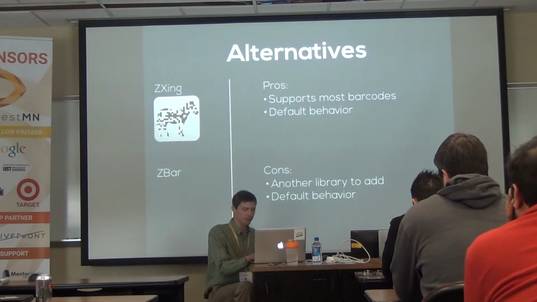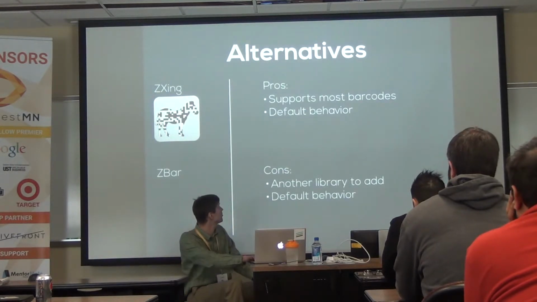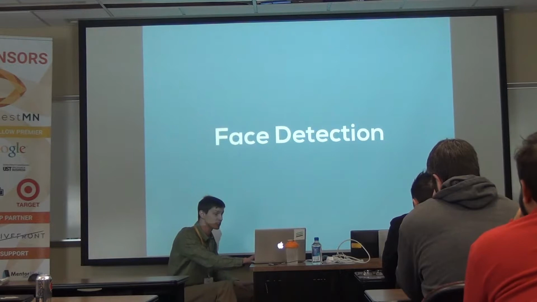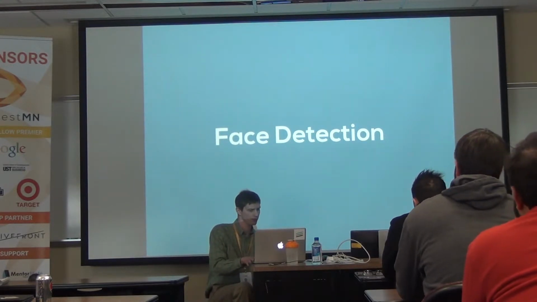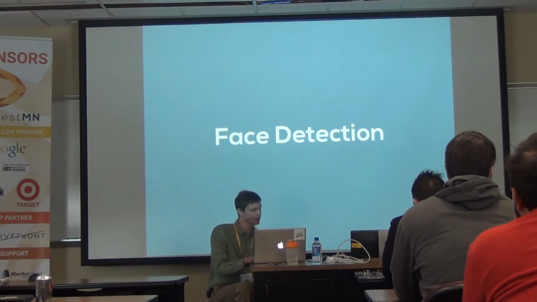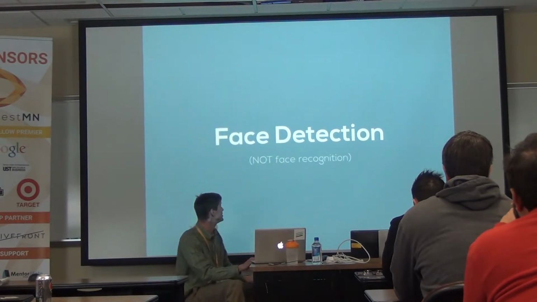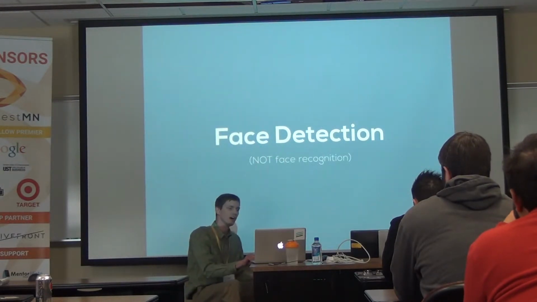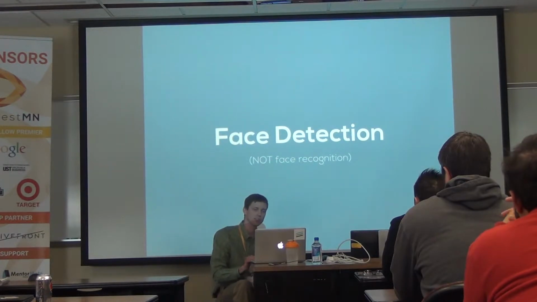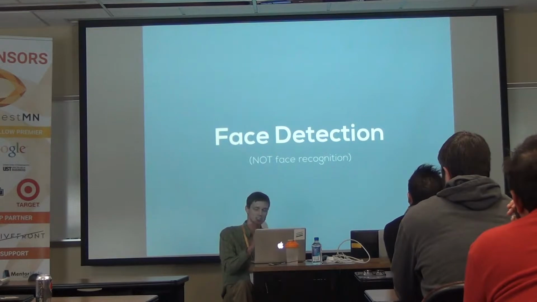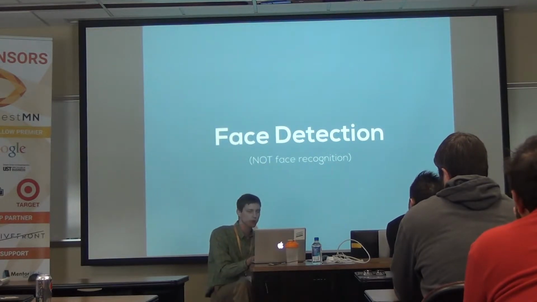So that's all the barcode stuff I wanted to cover. The lessons we learned there, though, will apply directly to face detection. So this next part of the talk will focus on that. I want to mention this is face detection, not face recognition. So the API will let you know if something is on screen, a person's face is on screen, but it won't tell you who or what that is.